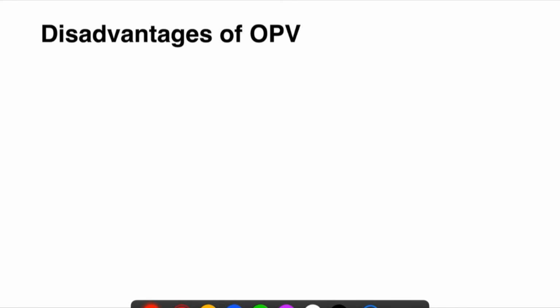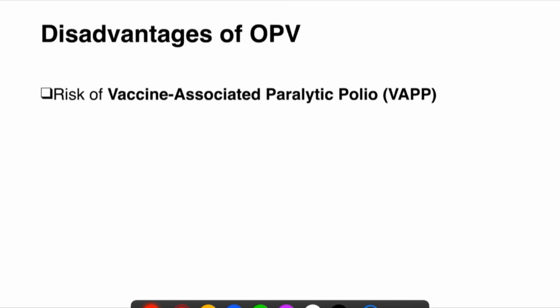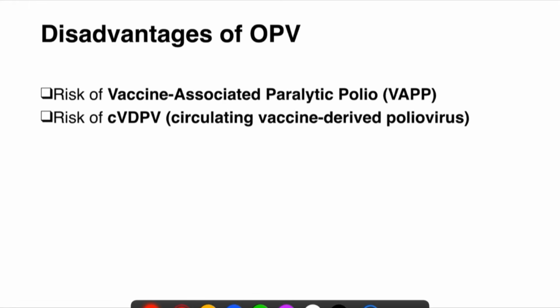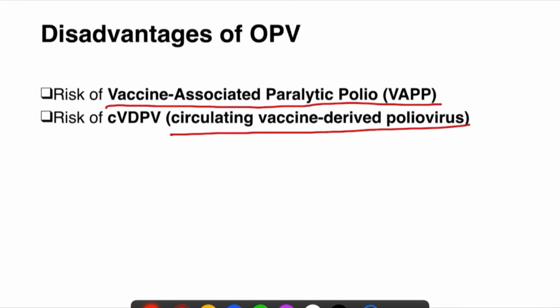Coming to the disadvantages of OPV vaccine. It is a live attenuated vaccine, so there is a risk of vaccine associated paralytic polio. And there is also a risk of circulating vaccine-derived poliovirus because of mutations in the virus. And it is an extremely heat-sensitive vaccine, so maintenance of the cold chain is critical during transportation and also during the vaccination session.